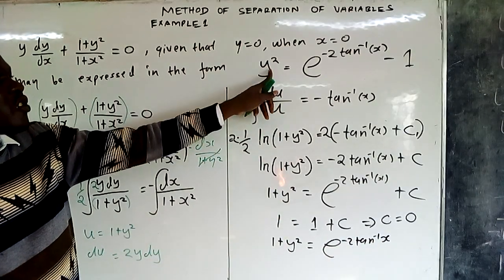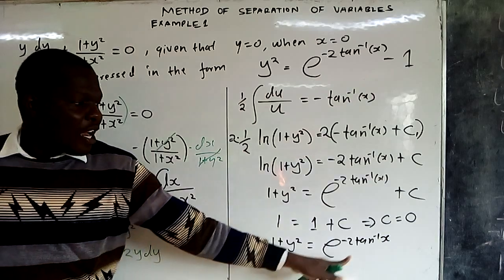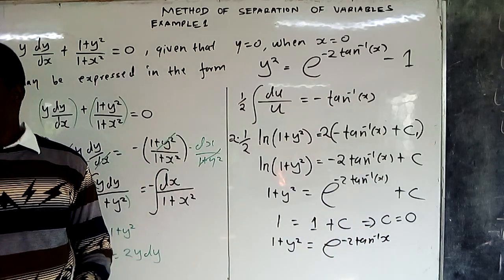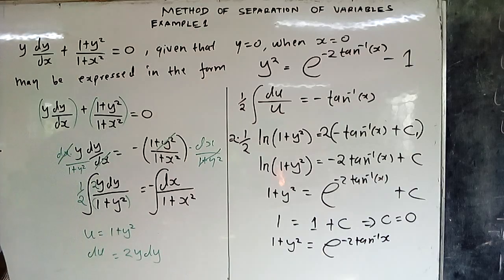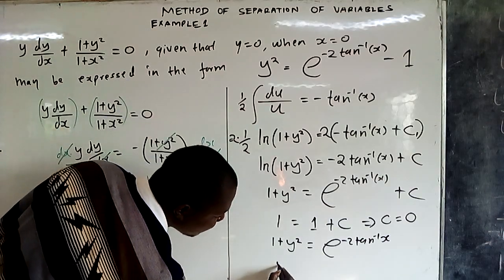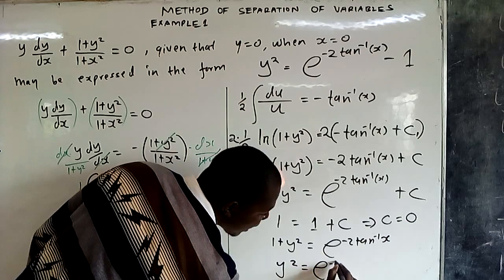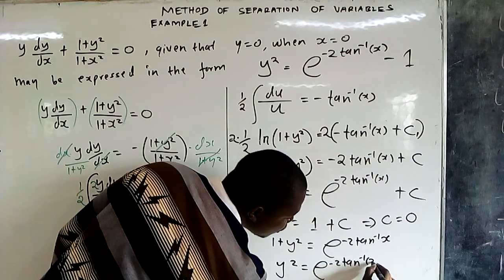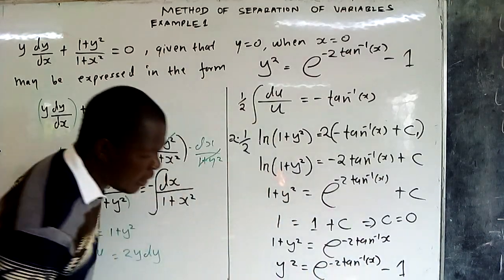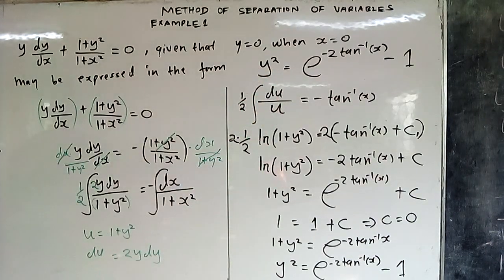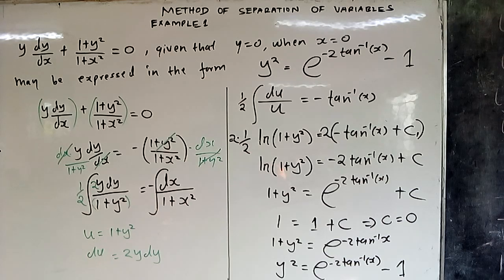For you to remain with y squared as the subject, this positive 1 must go to the other side of the equation, where it becomes negative 1. So you remain with y squared equals exponential negative 2 tan inverse of x minus 1. You've actually proved that y squared is equal to exponential negative 2 tan inverse of x minus 1, given that ordinary differential equation with the given initial conditions.